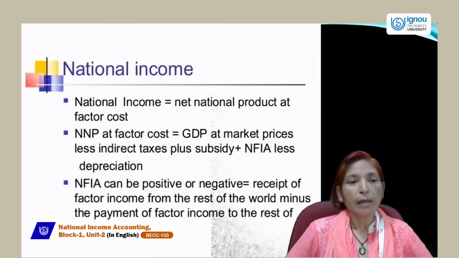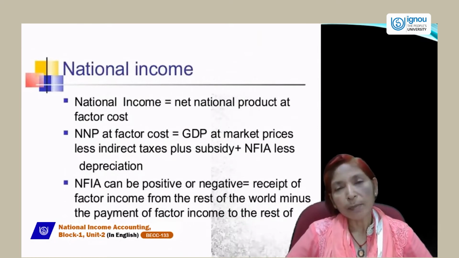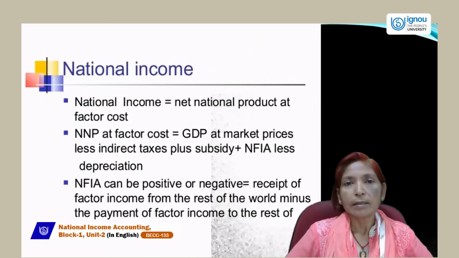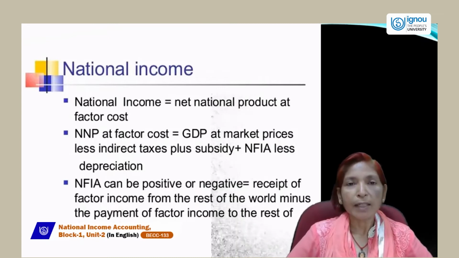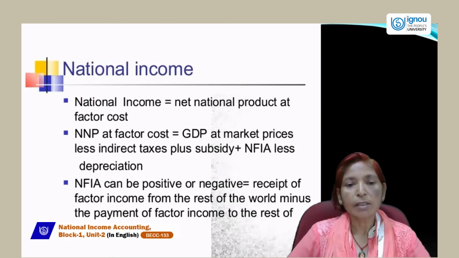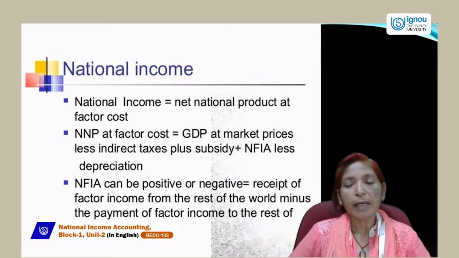Now next is national income by the income method. National income is always estimated as NNP at factor cost. N is net, the other N is national, P means product, at factor cost. NNP at factor cost means net national product at factor cost, which can be estimated if we are given GDP at market price.